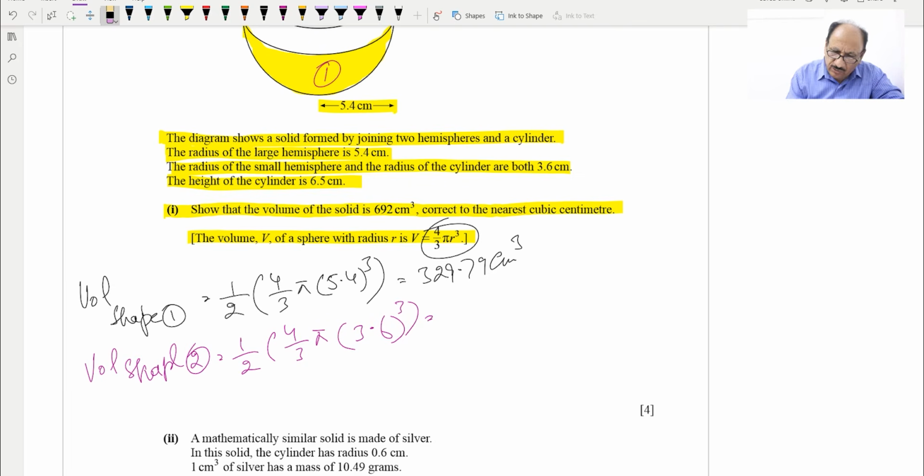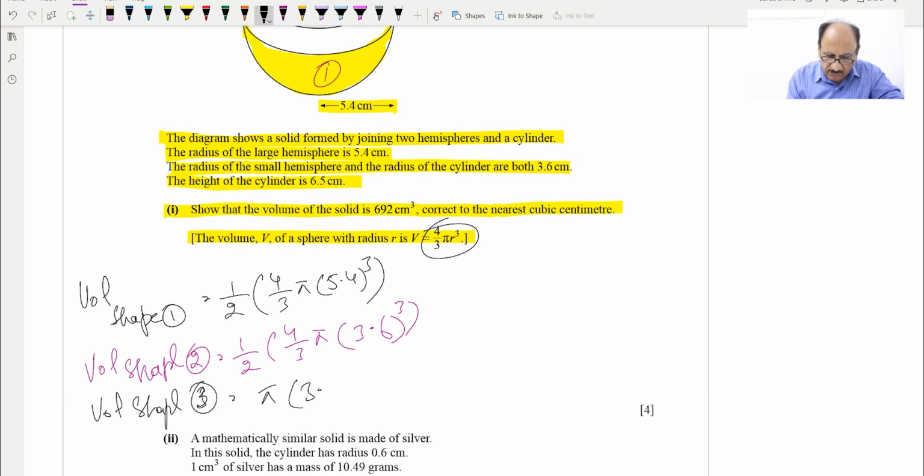And I will erase this. We will be taking the complete numbers. We will be using this. So the volume of shape 3 will be what? Shape 3 is the cylinder. So pi r square h, and the r value will be 3.6, the same radius as the top hemisphere, pi r square into h, where h is 6.5. So these are three volumes.